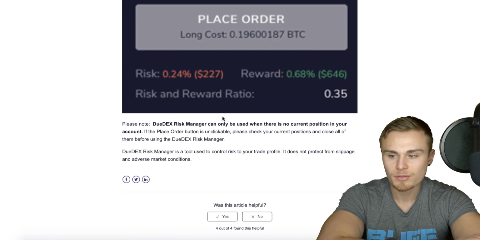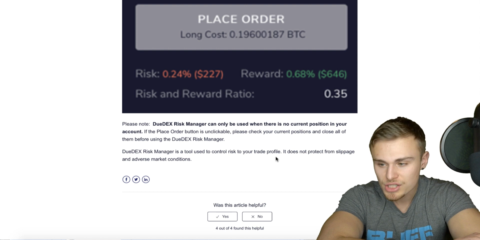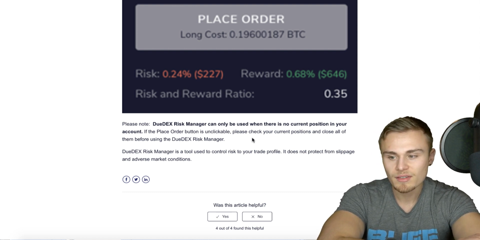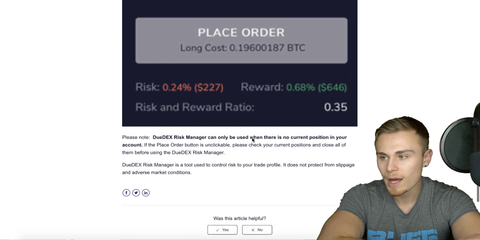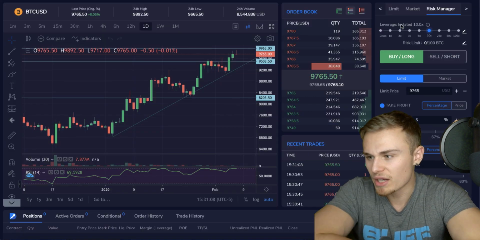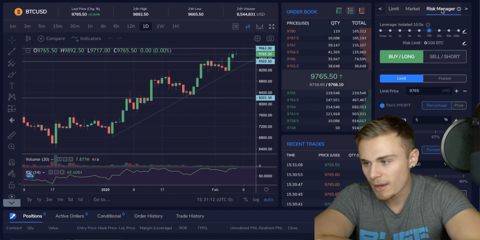So you can see DueDex Risk Manager can only be used when there is no current position in your account. If the place order button is unclickable, please check your current positions and close all of them before using the DueDex Risk Manager. So that's something interesting to know as well, that you can only have one open. So we have right here a limit price. So instead of just going through limit, you would actually have to go through the risk manager to do that.